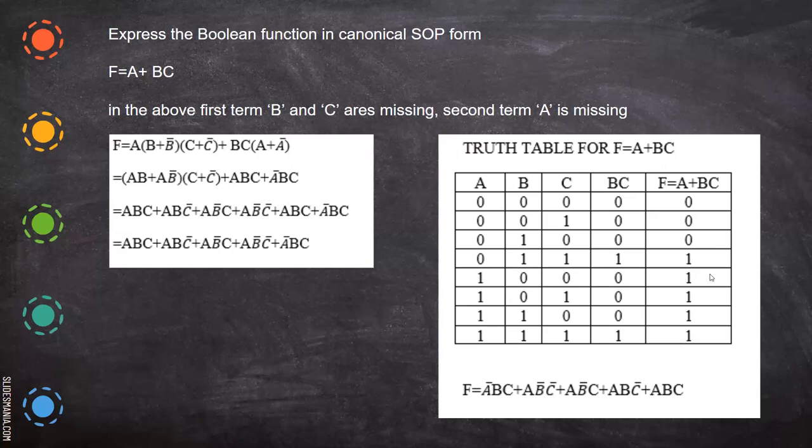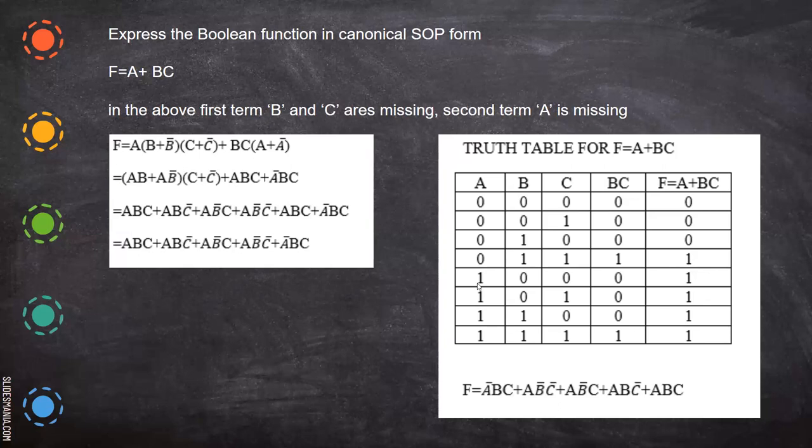Now, how can you verify your answer with the canonical SOP? See here, ABC. What is ABC? All 1, 1, 1. So for this you have 1. Then ABC bar, that is 1, 1, 0. What is that? 1, 1, 0, you have 1. So wherever it has 1, that is the expression we are writing here. So here, see A bar BC. A bar BC is here, that we have written here.